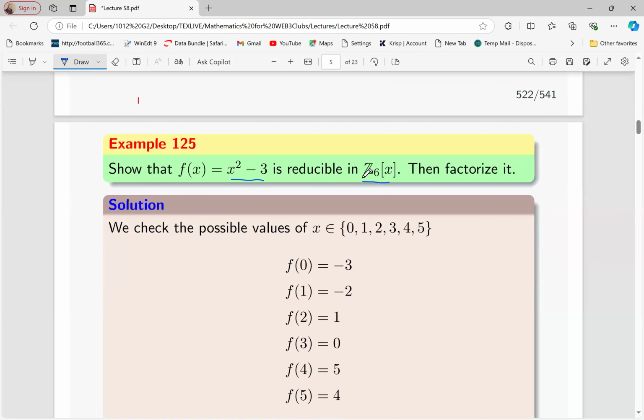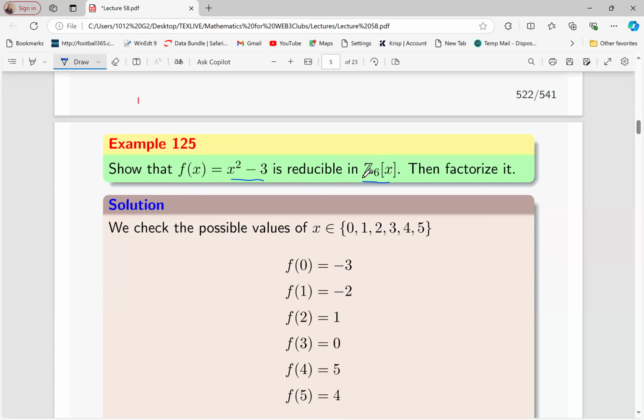So we try 0. Where there is x, put 0. So this will be 0 squared minus 3, which gives us negative 3. In fact, you can write it as 3 positive, because we are doing it mod 6. Negative 3 is the same as 3 mod 6.